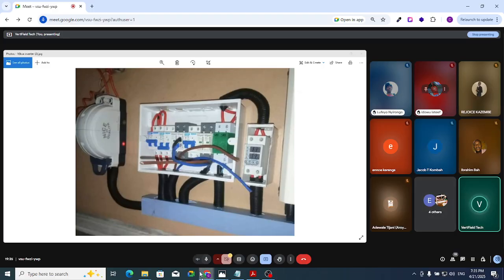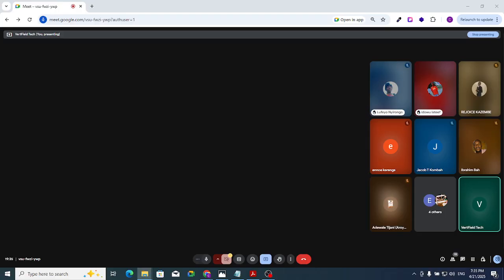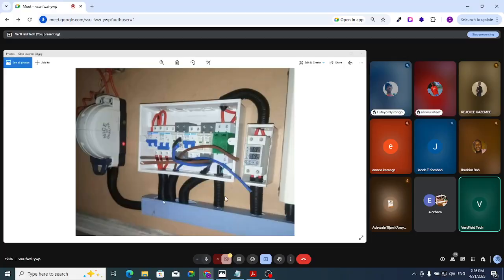Hello, my name is Idowu Lateef from Osun State, Nigeria. I want to ask a question about when we want to connect solar panel, battery, inverter, and charge controller. Is it compulsory to connect all four materials to the earth? That is my question.